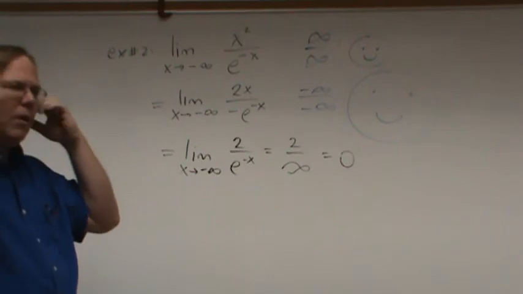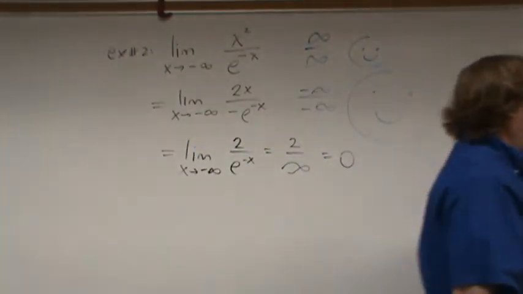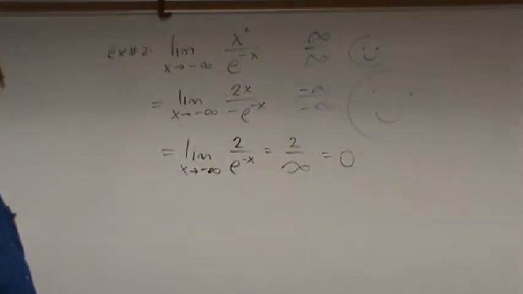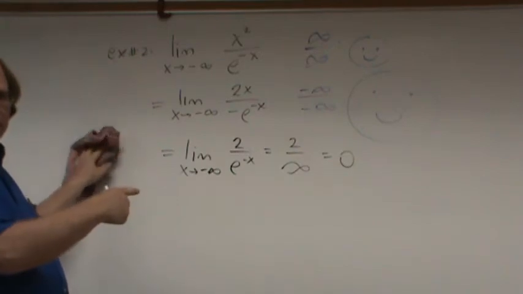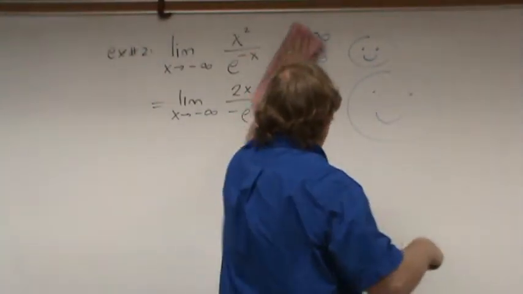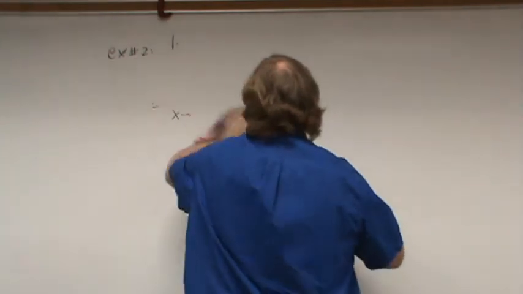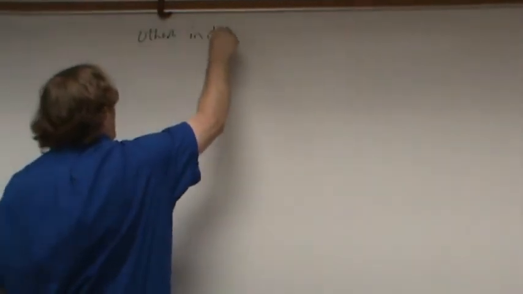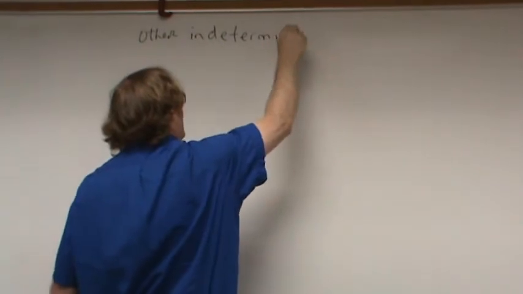Okay, so that's L'Hopital's rule. L'Hopital's rule says I need to have it be 0 over 0 or infinity over infinity form, then I get to take the derivative of the numerator and denominator. And it's all good. But here's the problem. There are many other indeterminate forms besides 0 over 0 and infinity over infinity. And I'd like to introduce some of those additional indeterminate forms to you now. Other indeterminate forms.